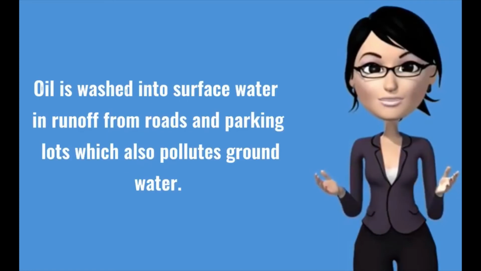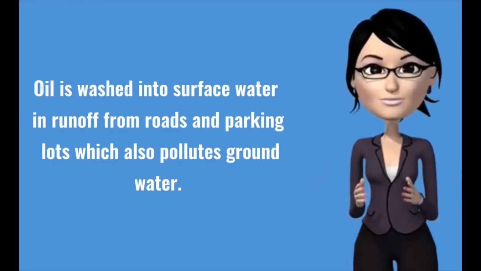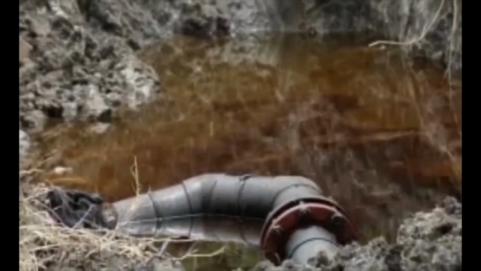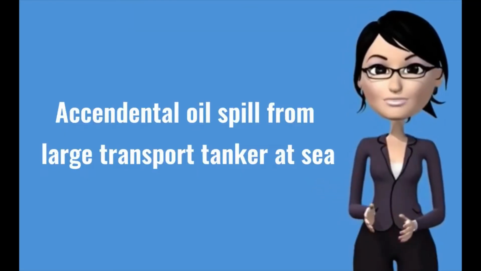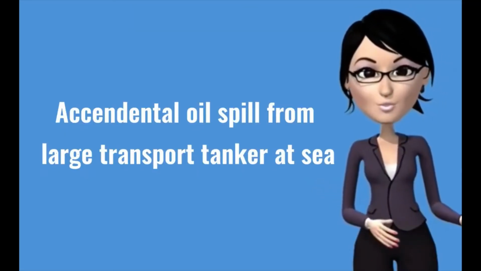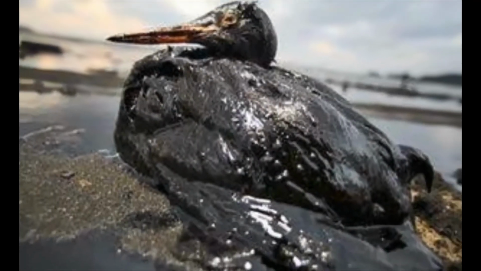Oil. Oil is washed into surface water in runoff from roads and parking lots, which also pollutes groundwater. Leakage from underground tanks is another source of pollution. Accidental oil spills from large transport tankers at sea have caused significant environmental damage.